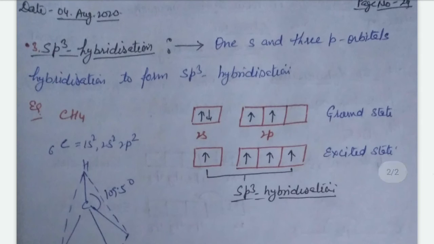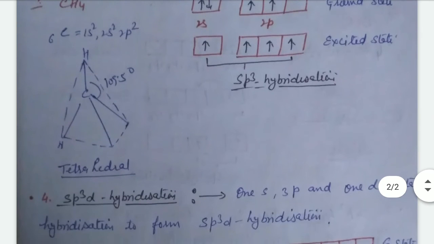sp3 hybridization: in sp3 hybridization, one s and three p orbitals hybridize to form sp3 hybrid orbitals. CH4: carbon has atomic number 6, it has 2 electrons in the s orbital and also 2 electrons in the p orbital, like this in the ground state. In the excited state, an s electron jumps into the p orbital and intermixes one s and three p orbitals to form sp3 hybridization, and the shape is tetrahedral.